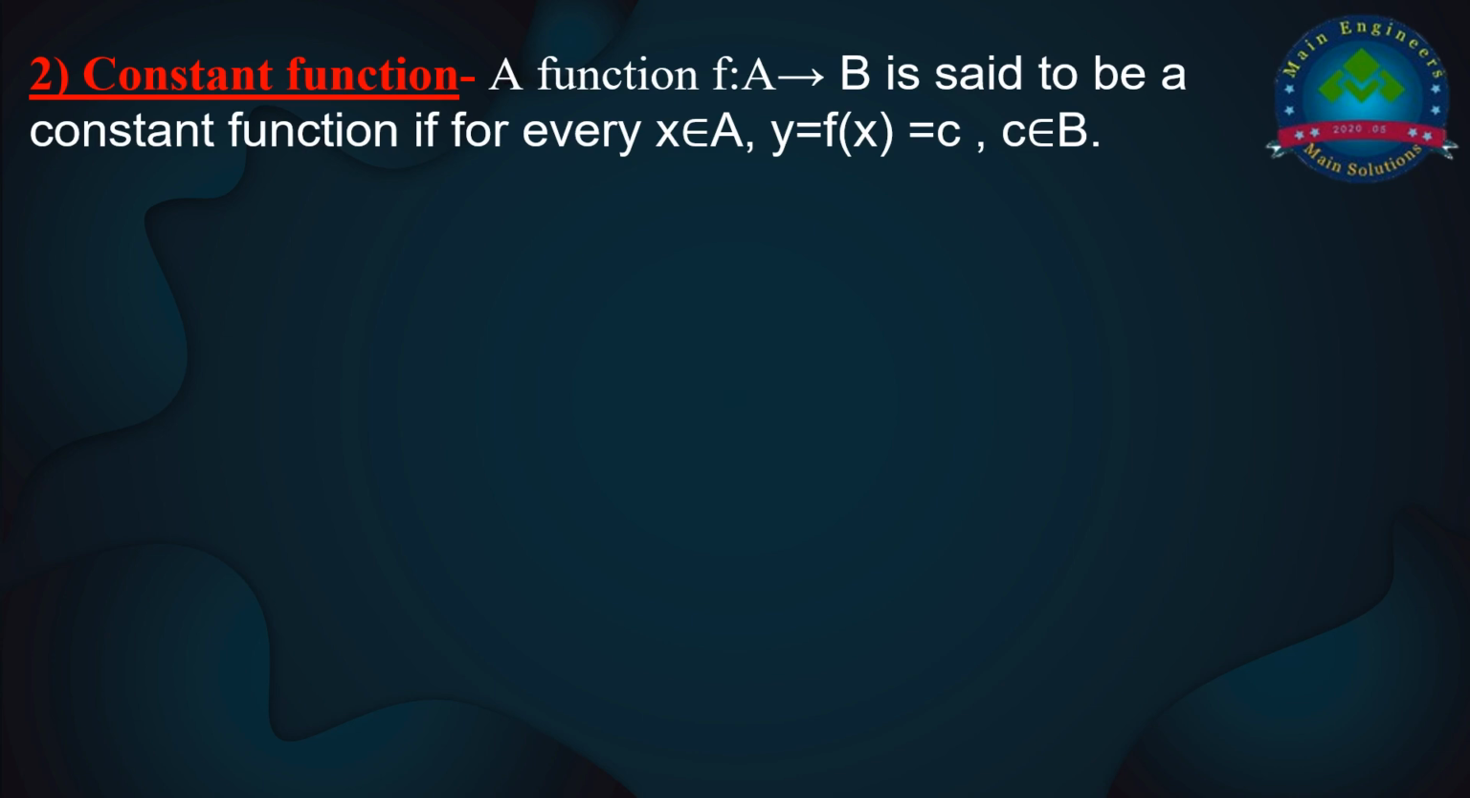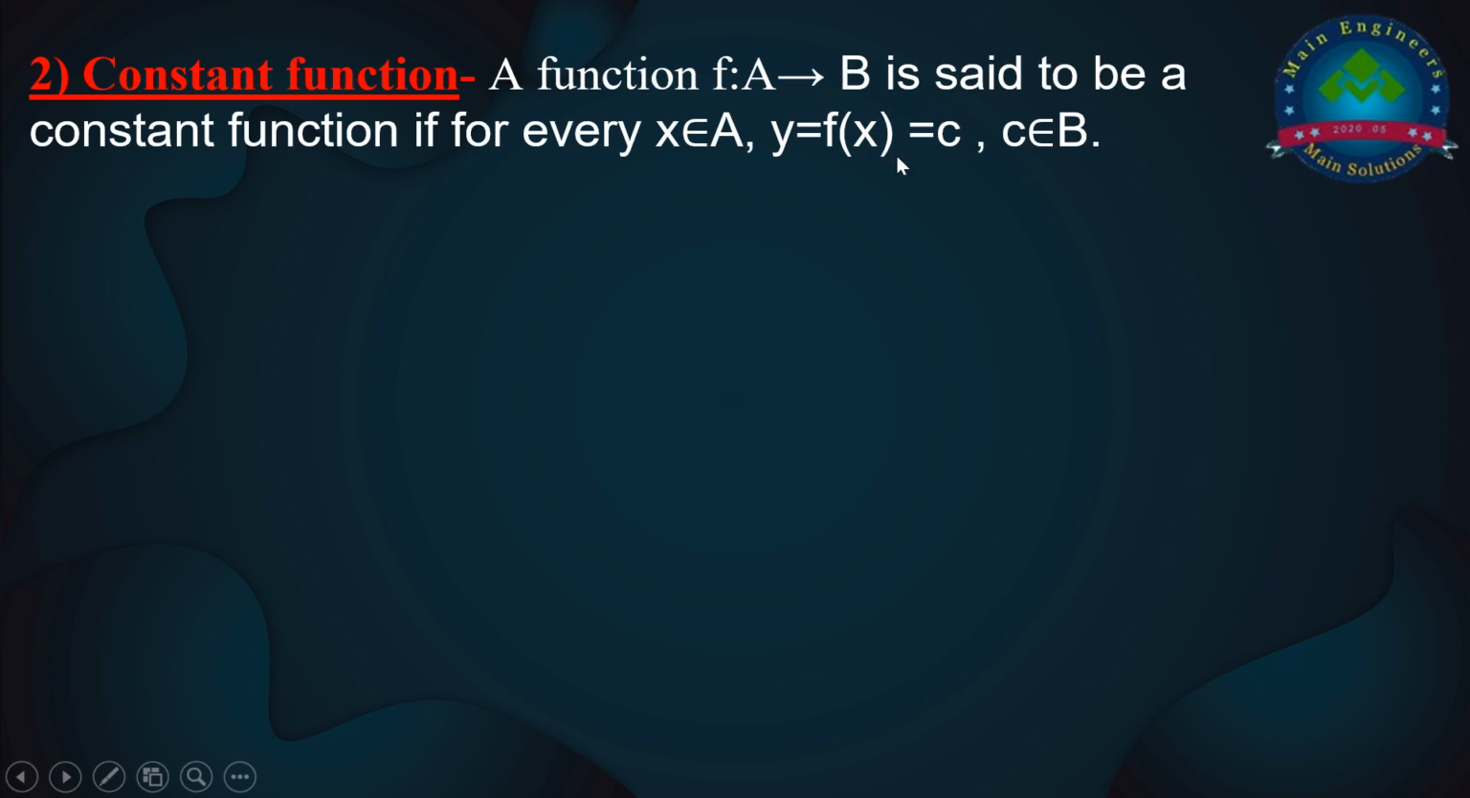The next one is a constant function. So here comes the constant function. A function f from A to B is said to be a constant function if for every x a member of A, y is equal to f(x) is equal to c and c is a member of B. So if for all the input values the output is the same, then that type of function is called a constant function. If any equation is in the form of y is equal to f(x) is equal to c, then that equation is said to be a constant function.